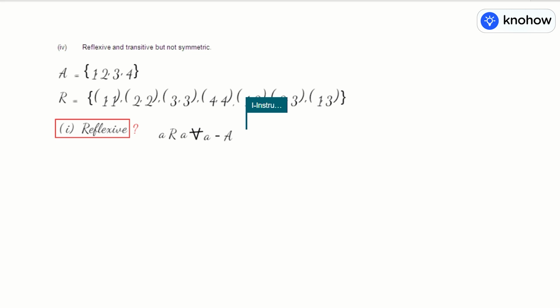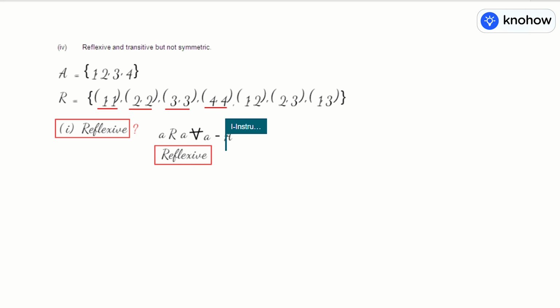So what do you find? Yes, it is true. Why? Because 1, 2, 3, 4, four elements are there. (1,1) is present, (2,2), (3,3), (4,4). As (1,1), (2,2) and so on, that means A is related to A for all A, and hence it is reflexive. So you may write that (1,1), (2,2), (3,3), (4,4), all of them belong to R, and hence it is reflexive. Okay, that you have to write.